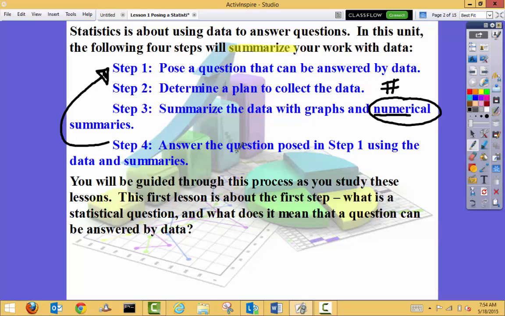You will be guided through this process as you study these lessons. The first lesson is about just this first step today: what is a statistical question, and what does it mean that a question can be answered by data? That's all we're working on today, step one.